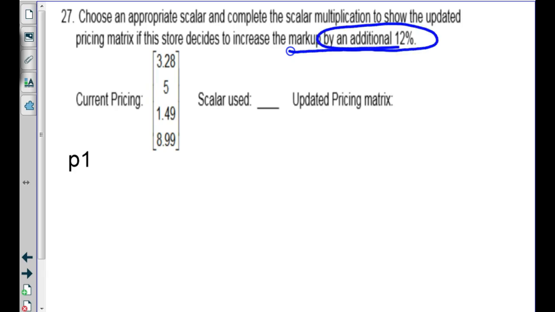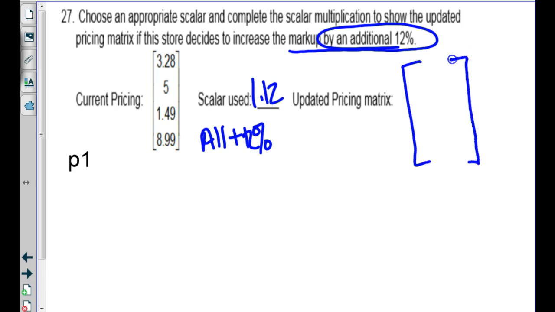If we're going to mark it up an additional 12%, so additional, not subtracting, and we're not multiplying by 0.12, what are we multiplying by? Okay, we're going to keep all of the price plus 12%. So it's 1.12. And it's money. Please round appropriately. Can someone tell me what 3.28 times 1.12 is? 367. And then this one would be 560. And if you just put in 5.6, it's fine.